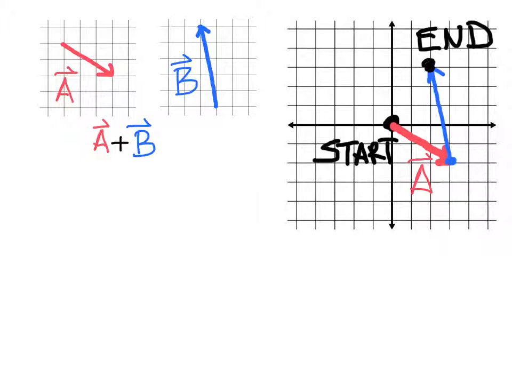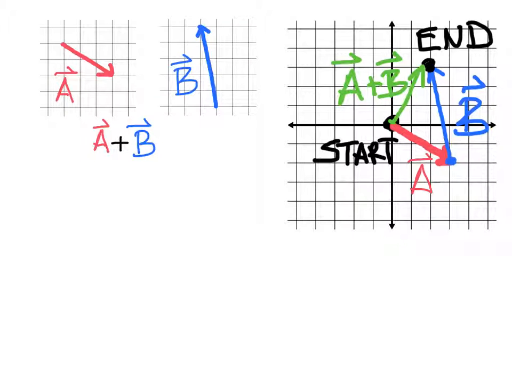So the question that this vector sum answers is, how far did we go from where we started to where we ended? Forgot to label vector B here. There we go. And so to figure out how far we went from the start to the end, let me grab a third color here. We just draw a vector that begins at our starting point and ends at our ending point. And this is our vector A plus B.